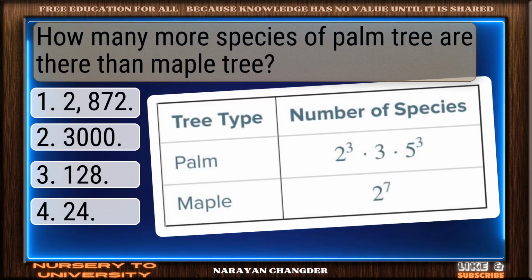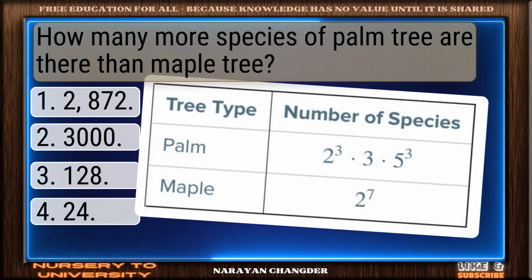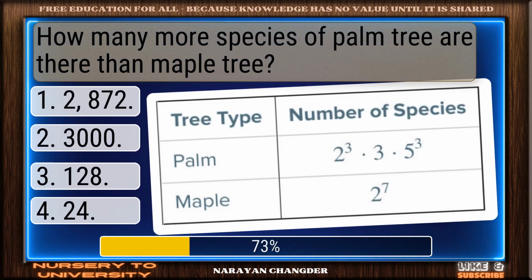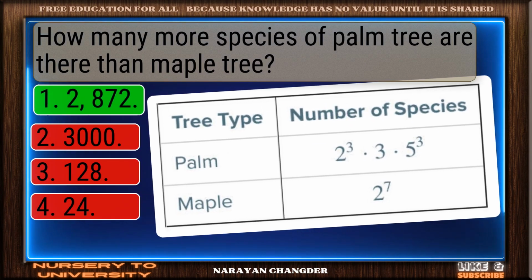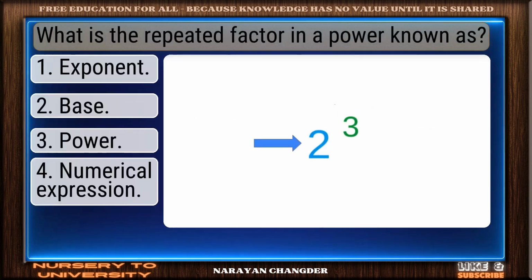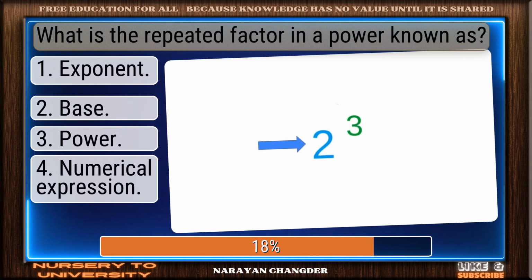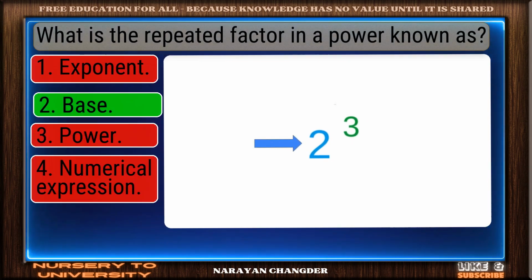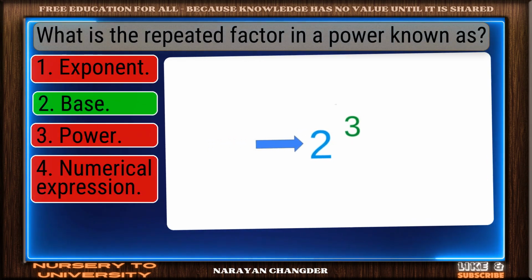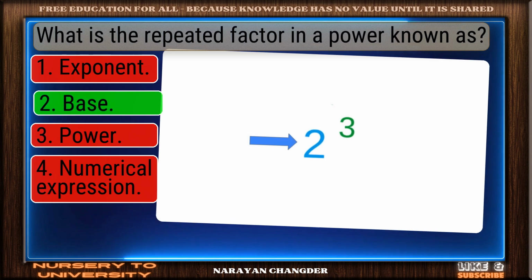How many more species of palm tree are there than maple tree? Strong choice, 2872 is the right answer. What is the repeated factor in a power known as? Well reasoned. Base is the correct choice.